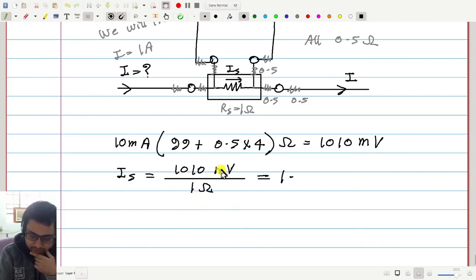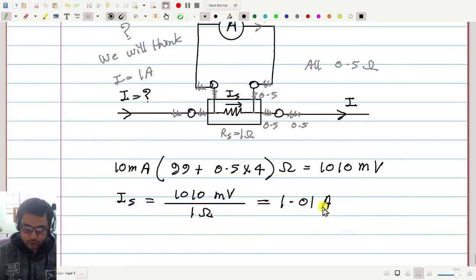So this will be milli. So that will become 1.01 ampere. Very nice. So we are thinking it to be 1 ampere, and it is something's wrong. This is correct. 1010 by 1 is okay.